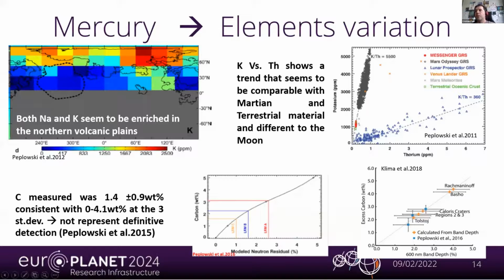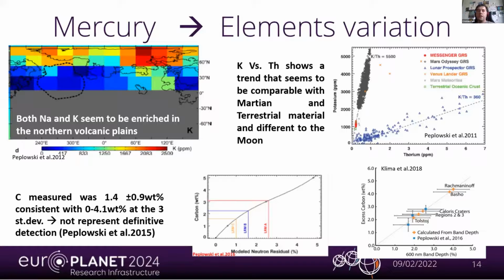And moreover, it's particularly interesting that these potassium-thorium lines that we can have from the MESSENGER data are closer to the lines that put together also the information from the Mars surface and the oceanic crust of the Earth. So it looks like the relationship between volatiles and refractory elements on Mercury is closer to Mars and Earth with respect to the Moon.